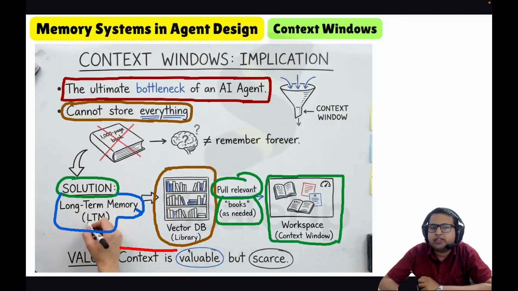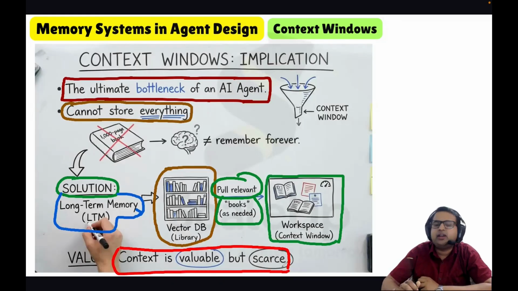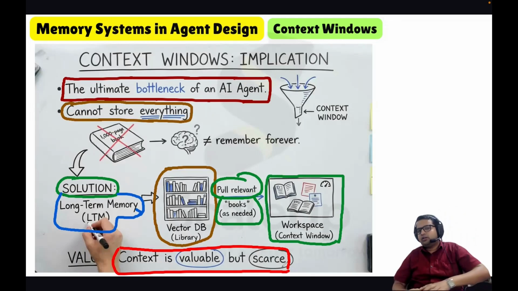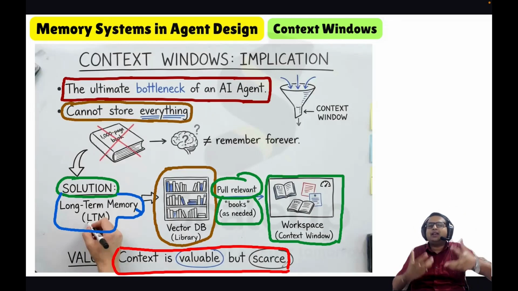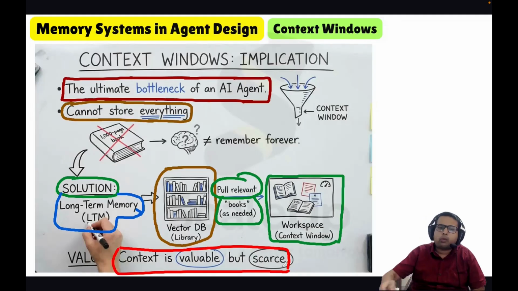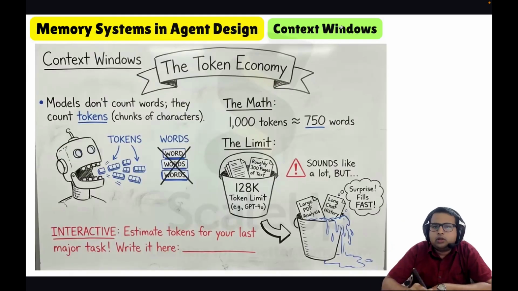So context is valuable but scarce, because we know that the context window is limited, but we can handle it. We have to make use of the long-term memory and just pull relevant information into the context window when and where needed. Now we will discuss the token economy.